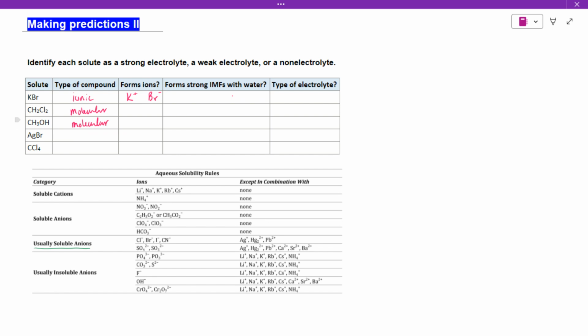Silver bromide contains a metal ion and a nonmetal ion, so it's also an ionic compound just like KBr. And the last solute, carbon tetrachloride, contains only nonmetals, so it is a molecular compound.